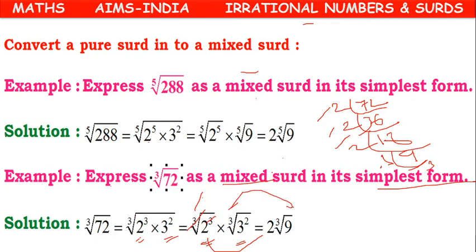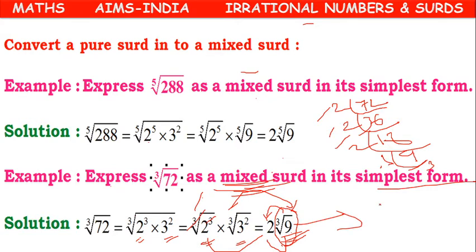Now this one, 3 square means 9. So 9 we cannot write as a cube. We cannot write it as the cube of any number. So it is in the simplest form. As we have a multiple 2, it is a mixed surd. Cube root of 9 is a surd whose multiple is 2, other than 1, which means it is a mixed surd.